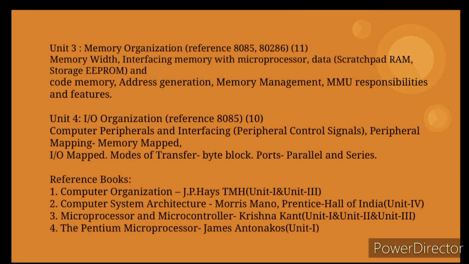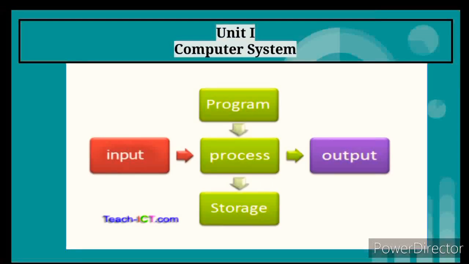So let us start Unit 1. What is Unit 1? Unit 1 is the computer system. The block diagram of the computer can be seen on this screen. What is a computer system? A computer system is a set of integrated devices that input, output, process and store data and information.